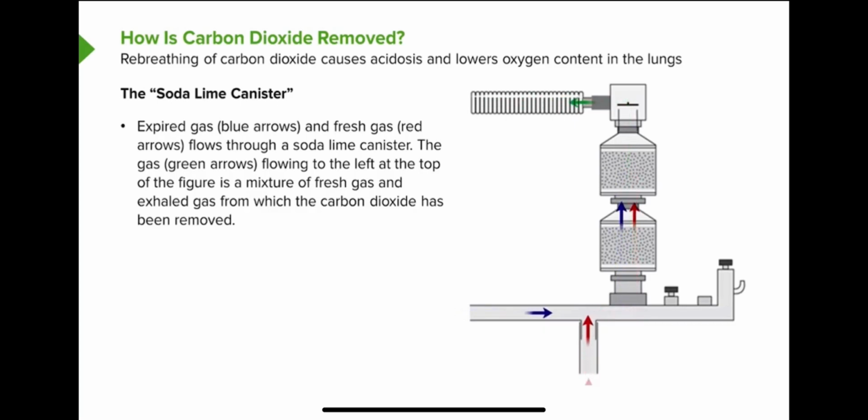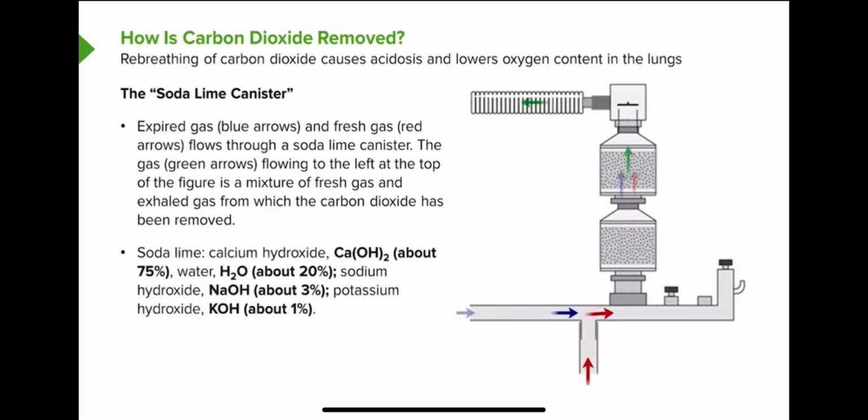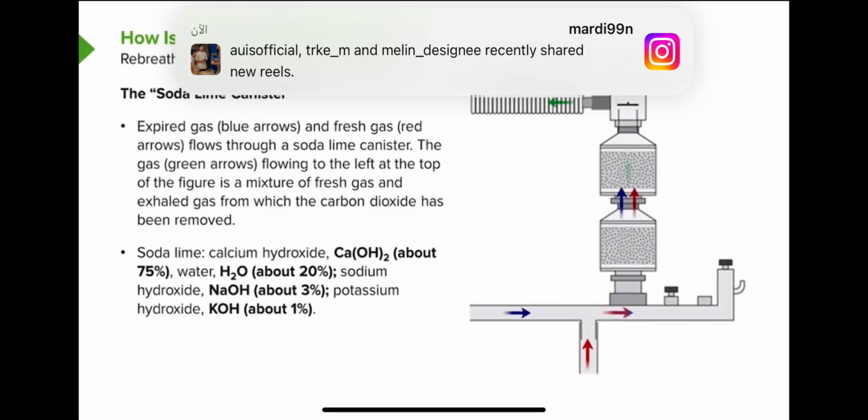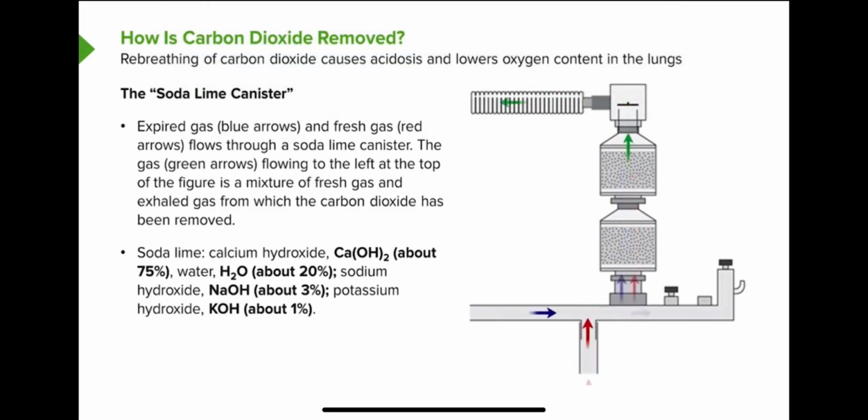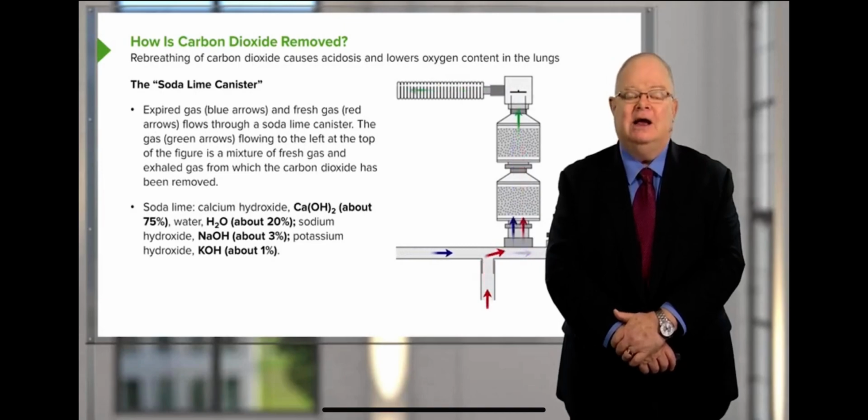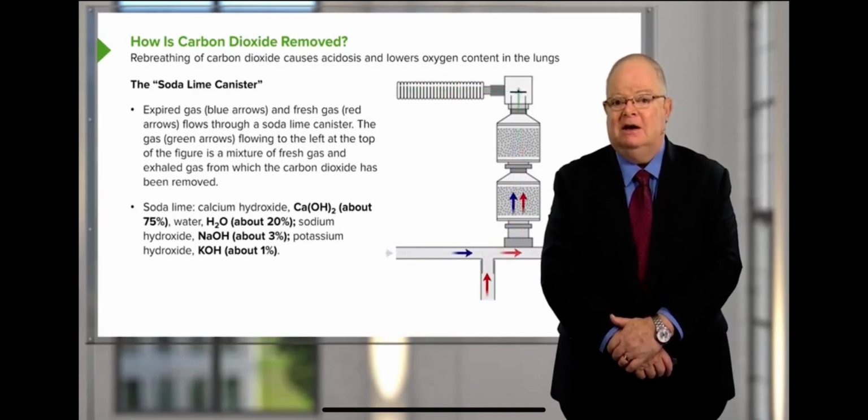Soda lime consists of calcium hydroxide, about 75%, water about 20%, sodium hydroxide about 3%, and potassium hydroxide about 1%. It's an exothermic reaction, so when the gases pass through the soda lime, heat is generated, plus water is created, so that in time the soda lime becomes wet and warm, and as it becomes wetter and absorbs more carbon dioxide, it becomes exhausted.